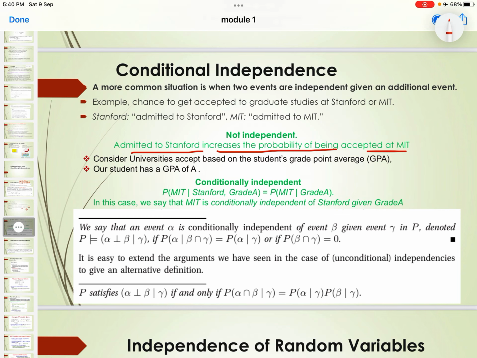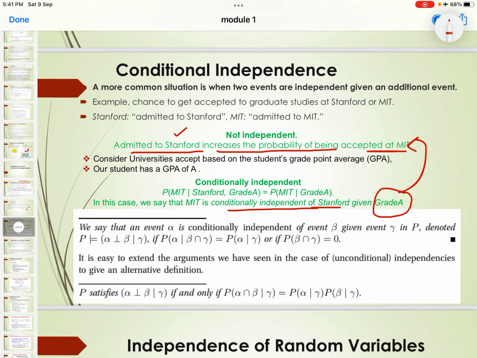But if the university MIT is taking this GPA, then it says that you will get admission into MIT if you have got a grade A. So it is conditionally independent of Stanford given. What is the condition? The condition is getting a grade A, getting into MIT. Then you are independent of Stanford. Otherwise, what is it saying? That if you are admitted to Stanford, the probability of being admitted to MIT increases.